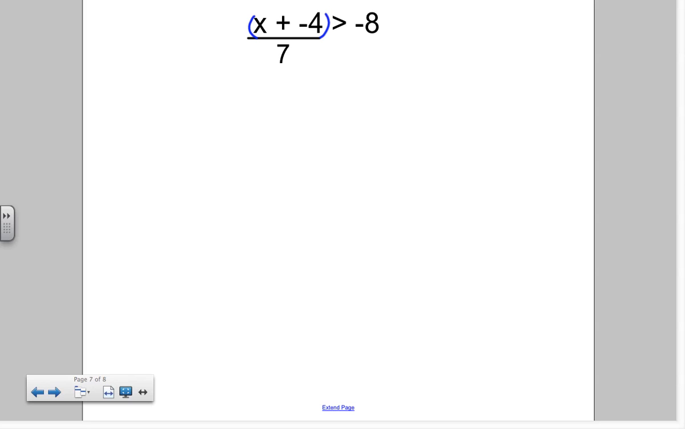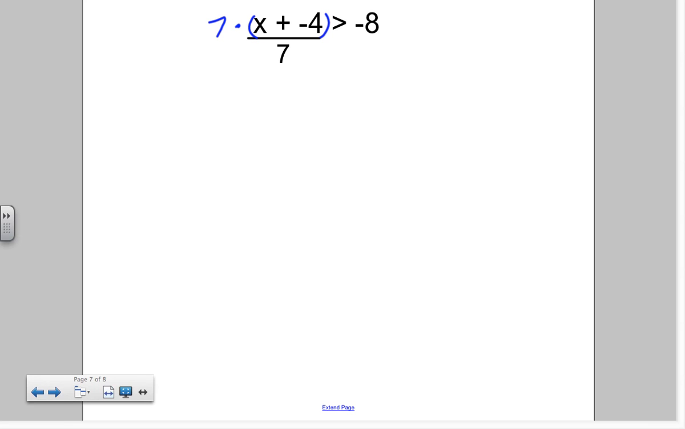Can't add 4 to each side. Subtract 7? Nope, I wouldn't. Think about what operation is on the 7. What are you doing? Division. How would you get rid of that? What would you do? Think about it. If I multiply this side by 7, what goes bye-bye?